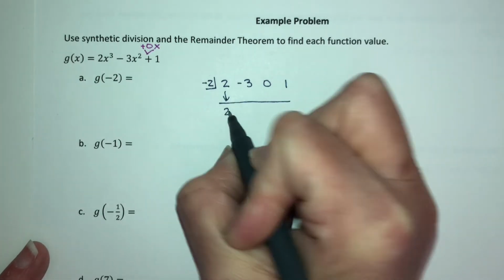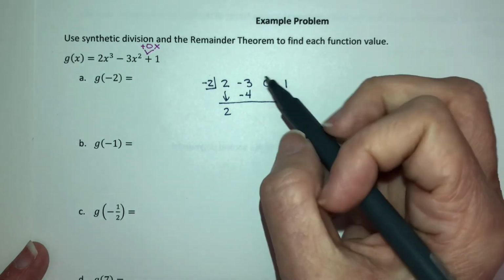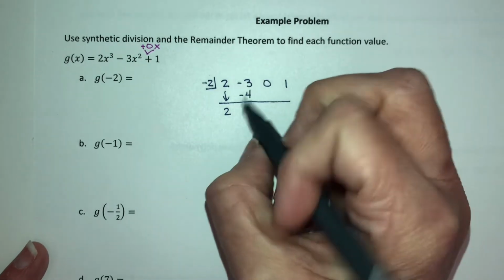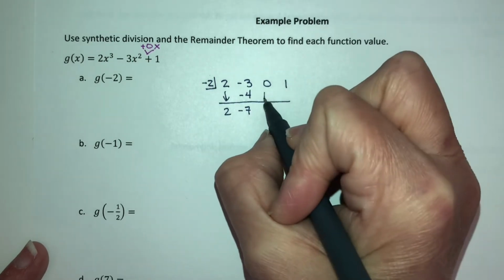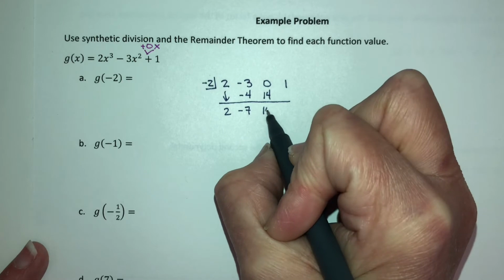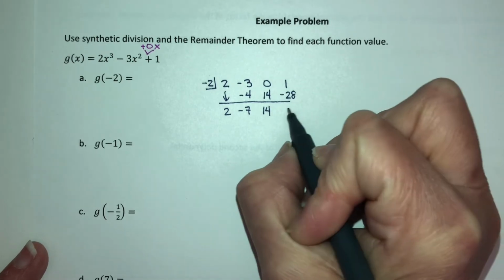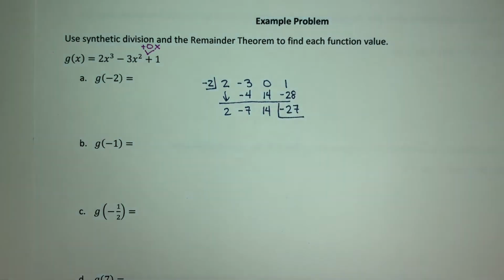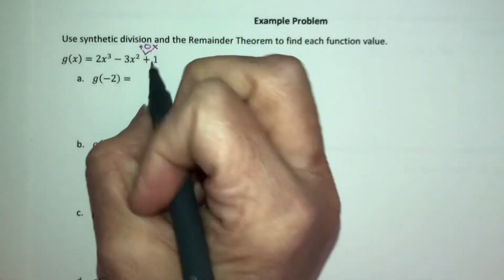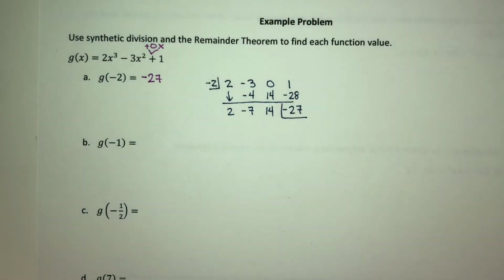Bring down the 2. 2 times -2 is -4. -3 plus -4 is -7. -7 times -2 is 14. Plus 0 is 14. Times -2 would be -28. And add, that's -27. So since my remainder is -27, this is -27.